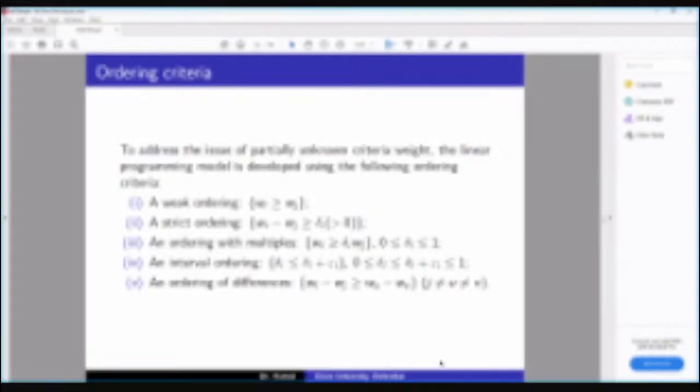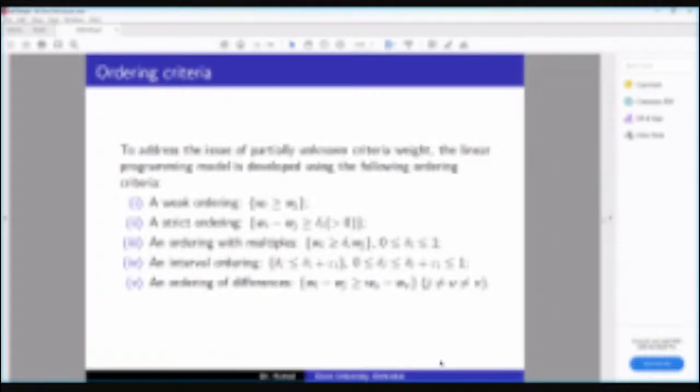First one is the weak ordering. You can see that w_i is greater than or equal to w_j. Here we are ordering the ith criterion with weight w_i and the jth criterion with weight w_j. So if their weights w_i and w_j satisfy this equation, w_i greater than or equal to w_j, you are not getting very much clear information, because this is not a strict inequality; it is of the greater than or equal to type. That's why this is weak ordering.